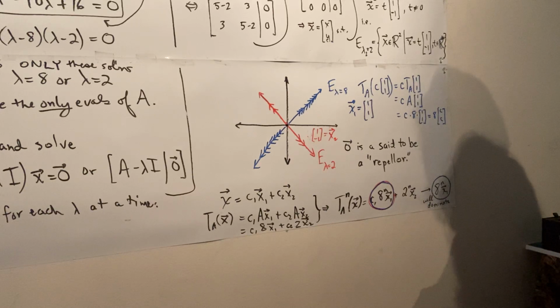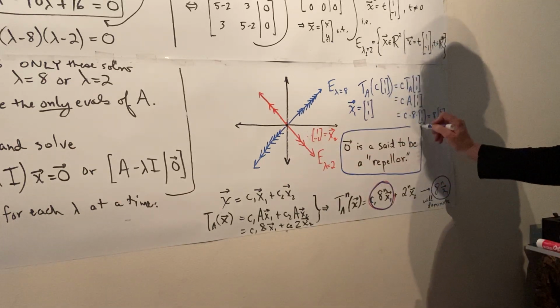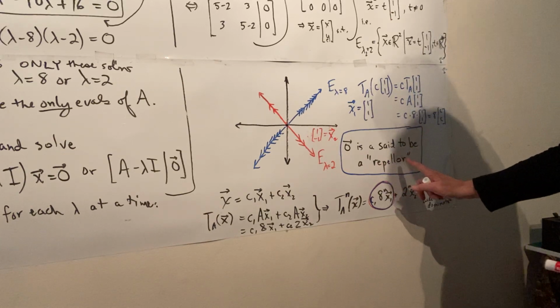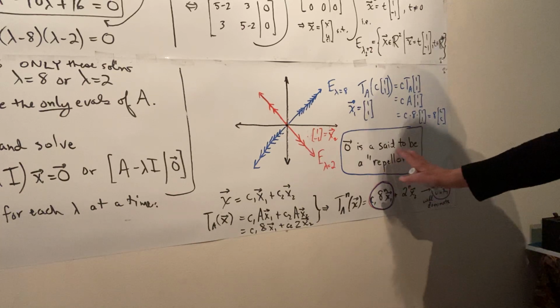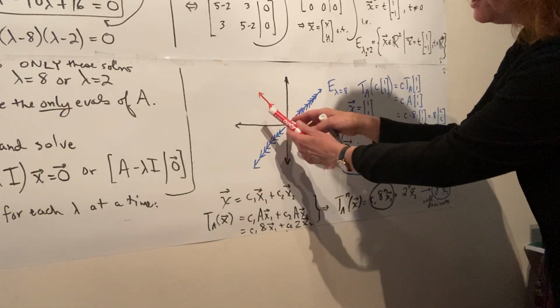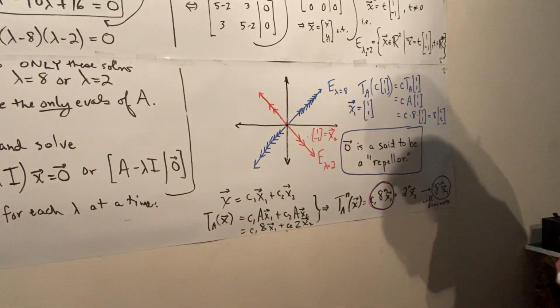And so what we end up saying here is that 0 in this case is said to be a repeller, so the opposite of an attractor. It's repelling any points that start near it, they get shot away, in either of these linearly independent directions.